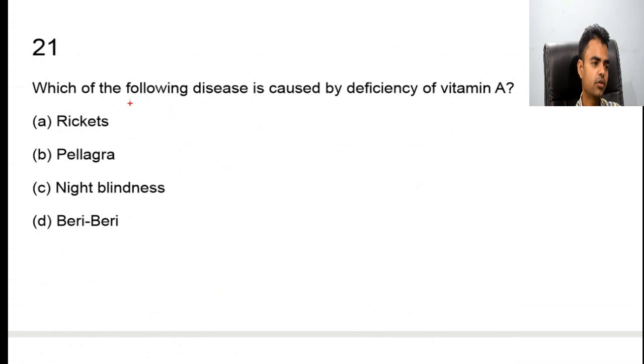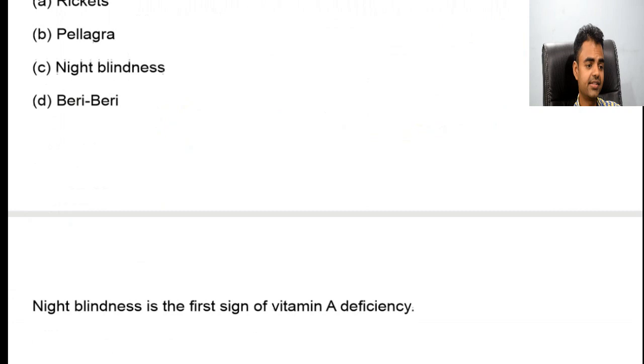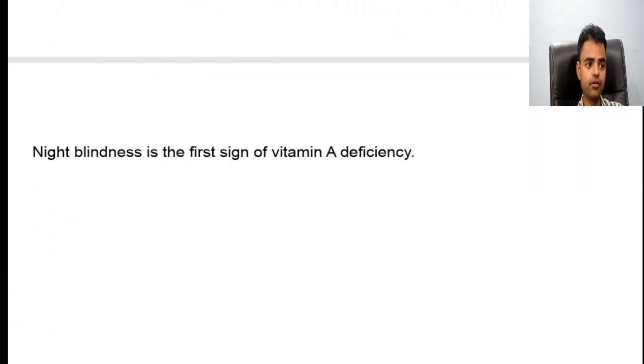Now let's come to the 21st question. Which of the following diseases is caused by deficiency of vitamin E? In the beginning I told you vitamin questions are very important. I have seen most of the time questions are asked from vitamins in different competitive examinations. So you must have knowledge about vitamins. There are many options, but the answer is night blindness, the disease caused because of deficiency of vitamin.